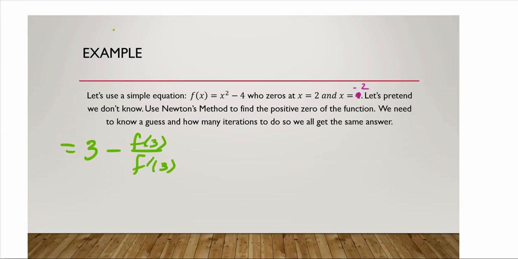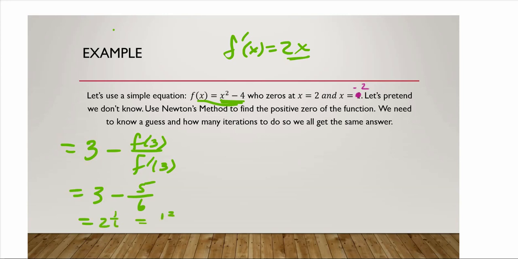Okay. So my function is given to me. So what's f prime? F prime of x is going to be 2x. F of 3, I'm going to take my 3 and plug it in my original function. So 3 squared is 9, 9 minus 4 is 5. So it's going to be 5 over, and when I plug in my derivative, 2 times 3 is 6. So that's going to give me 3 minus 5 sixths, which is going to be 2 and 1/6, which is 13 over 6.